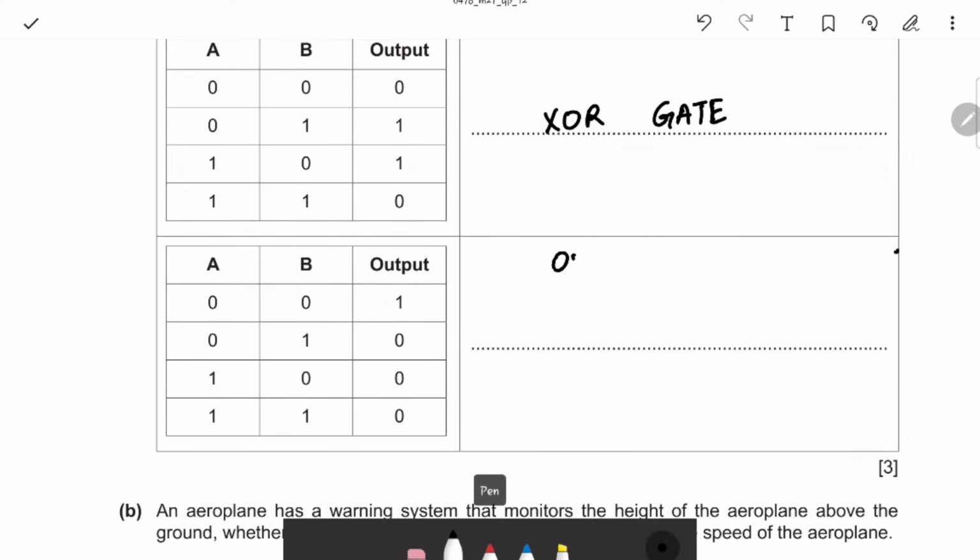So that's where it goes wrong. Let's try the OR gate. The OR gate is simply addition, okay? Addition of the two inputs.